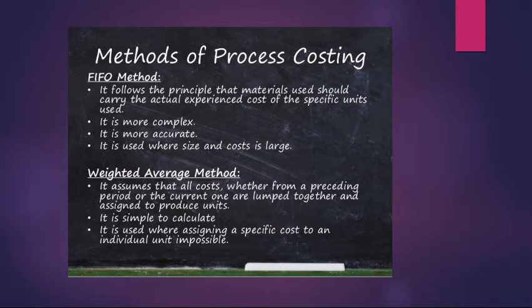The methods of process costing are mainly of two types: FIFO method and weighted average method. FIFO is first in first out method, where it follows the principle that materials used should carry the actual experienced cost for a specific unit used. It is more complex, it is more accurate, and it is used where size and cost are large. The weighted average method assumes that all costs, whether from a preceding period or the current one, will be lumped together to assign to the produced unit. It is very simple to calculate and it is used where assigning a specific cost to an individual unit is not possible.